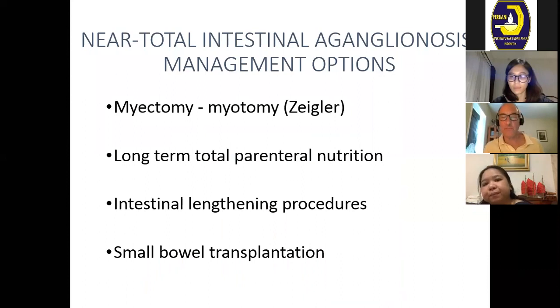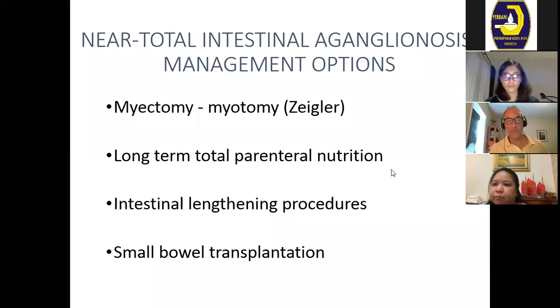This operation doesn't work. I did it a few times, and even Maury Ziegler, who first described it, would agree now that there are better options. Most of these kids need long-term TPN. Intestinal lengthening procedures like the Bianchi or the STEP procedure can be very helpful. And some of these children have good results with small bowel transplantation. So the outcomes now, because we're much better at intestinal rehabilitation and we're better at dealing with intestinal failure, especially because of changes in TPN, these kids now have a much better outlook than they used to have.